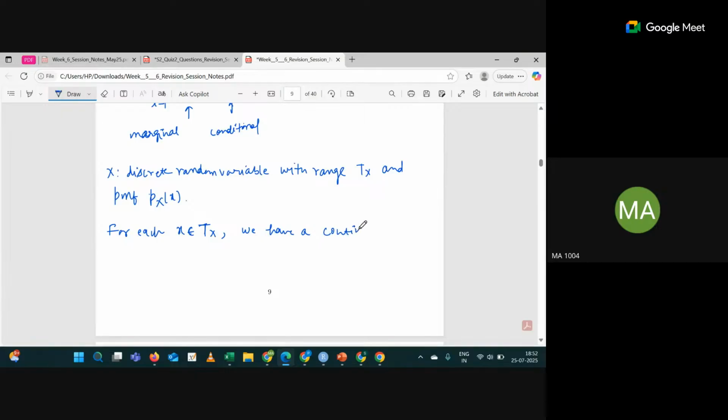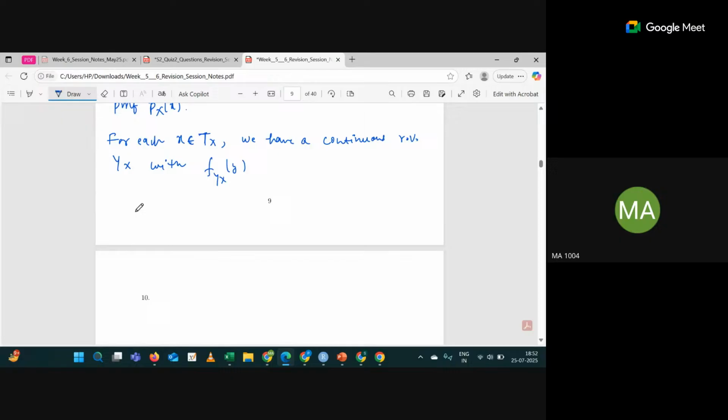The continuous random variable Y_x has an interpretation. Suppose this is a continuous random variable, there will be some PDF of Y. So what is the meaning of this Y_x? It represents Y given X equals x, the conditional part. So X is discrete, and for each x there will be a conditional distribution, which is Y given X equals x.